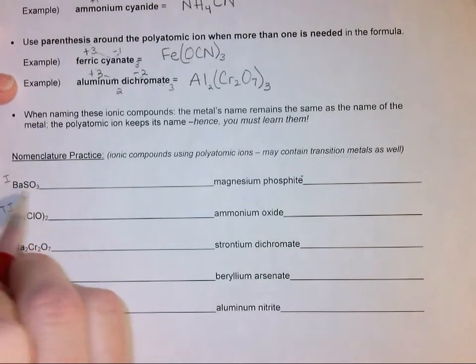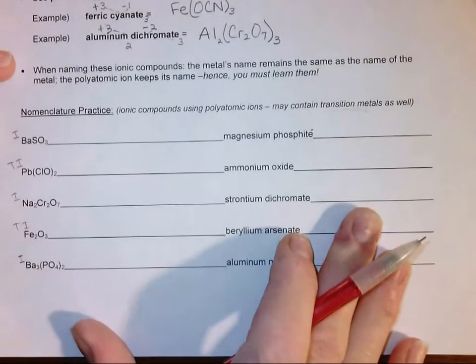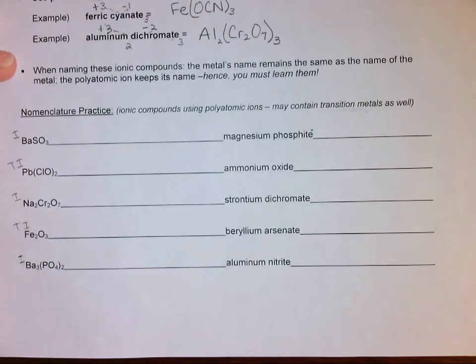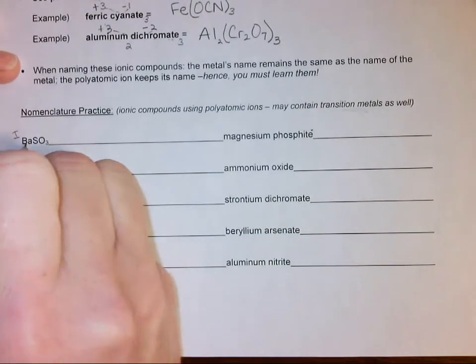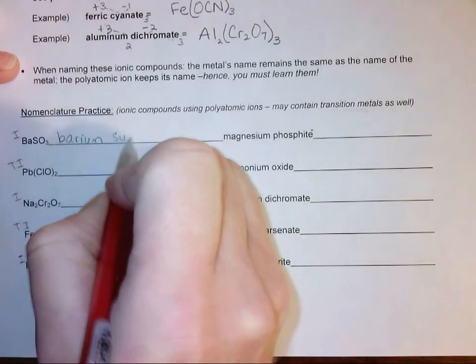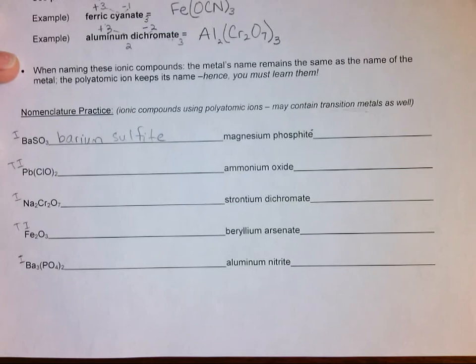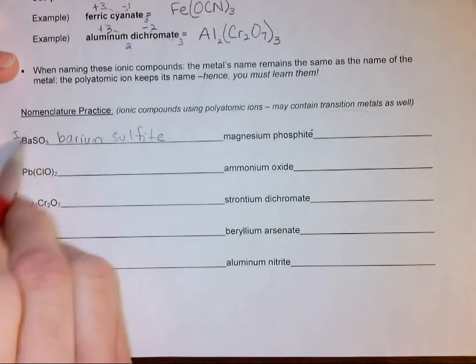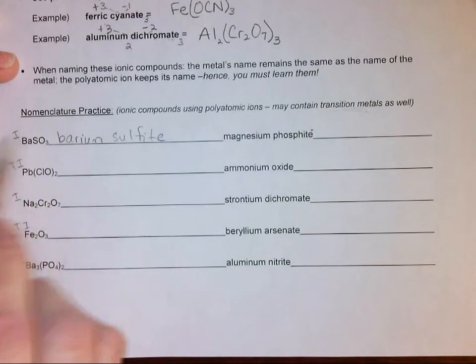BaSO3. If you do not recognize SO3 as sulfite, learn that SO3 is sulfite. So we simply name it. Ba is barium. SO3 is sulfite. Barium sulfite. Why don't I have to do anything with the charges? Because it's already taken care of. This is already balanced for me. I don't rebalance it when I'm naming it.